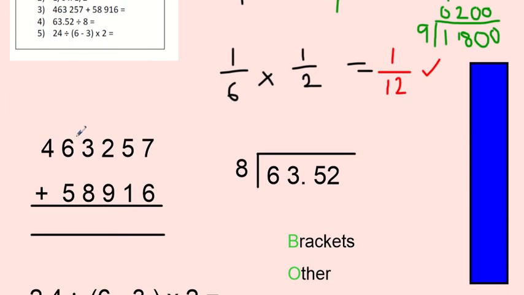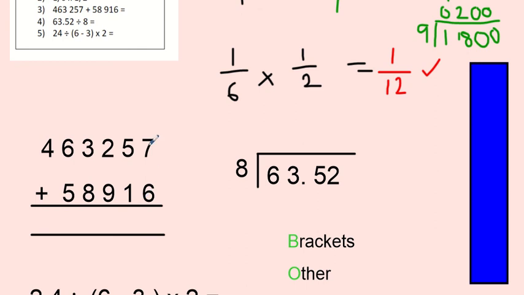Okay, we're going to go on to question 3 then. We've got 463,257 add 58,916. And grown-ups at home, I'm going to go quite quickly through this one because I know the children are really confident with these. So I've got my largest number on the top. I've made sure that my ones, tens, hundreds, thousands and so on are all lined up carefully with each other. And I've used a ruler to draw my lines ready for my addition.